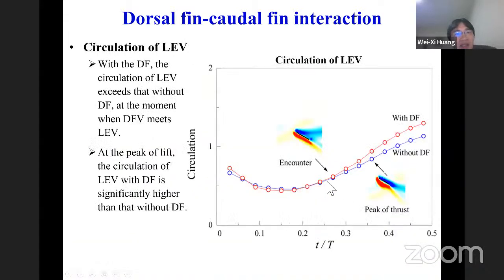To see more quantitatively, the circulation of the leading edge vortex of the caudal fin becomes higher than that without the dorsal fin when the vortex from the dorsal fin meets the leading edge of the caudal fin. And at the peak of the lift force, this one is much higher than that one. So this is evidence for the constructive mode of the vortex interaction.